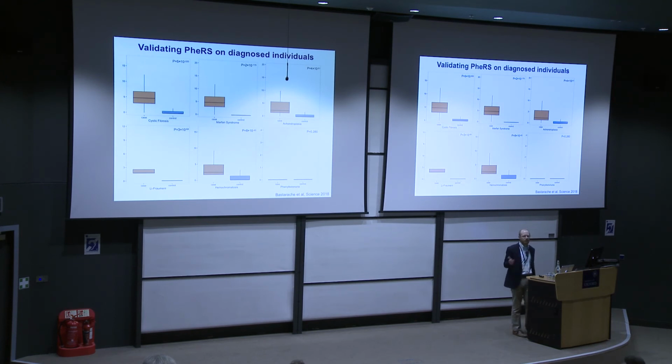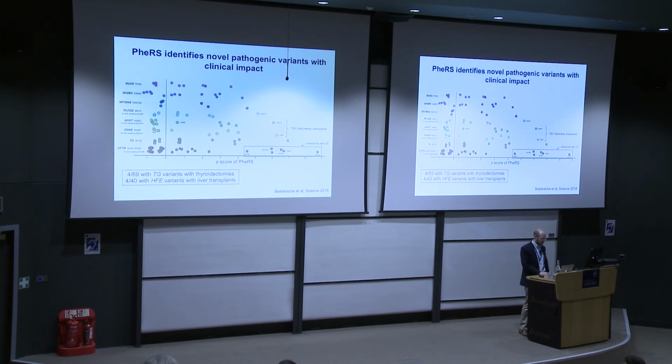So PKU is part of newborn screening, and so people avoid phenylalanine and hopefully don't get the features. And what this actually is a readout, it shows you that the cases don't have elevated scores because they generally don't have features of the disease, and that is what you expect.